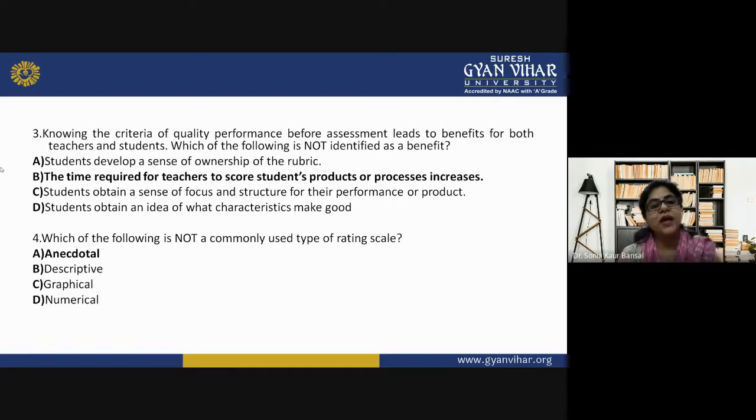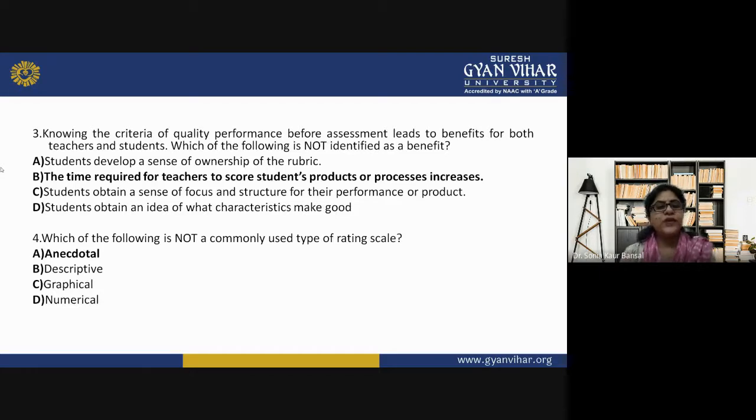Thirdly, knowing the criteria of quality performance before assessment leads to benefits for both teachers and students. Which of the following is not identified as a benefit? So, the correct answer is the time required for teachers to score students' products or processes increases. It is not about students developing a sense of ownership of the rubric, or students obtaining a sense of focus or structure for their performance or product, or students obtaining an idea of what characteristics make good. So this is something identified, but if we do not identify, not is given in the question. So the correct answer is B.